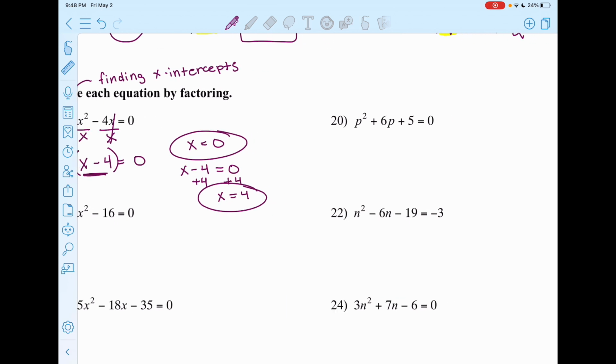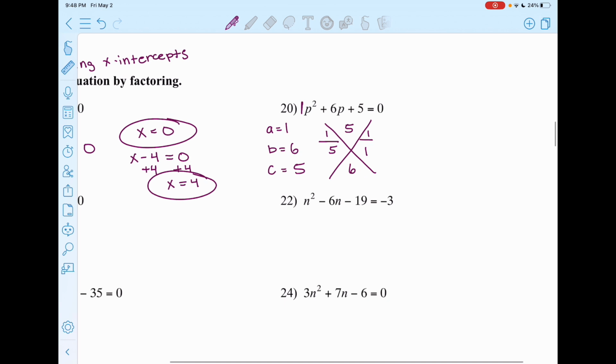Looking at number 20, there doesn't appear to be a GCF. This is not a difference of squares, which means this is my magic x. My a is 1, my b is 6, and my c is 5. So on top of my magic x, 1 times 5 is 5, and on the bottom is 6. I'm looking for two numbers that multiply to 5 and add to 6. I come up with 5 and 1. Then we put our a value on top, and we create our factors. This means that my factors are going to be x plus 5 and x plus 1.